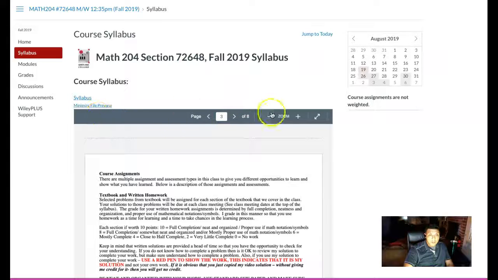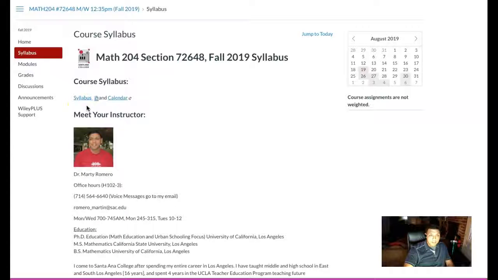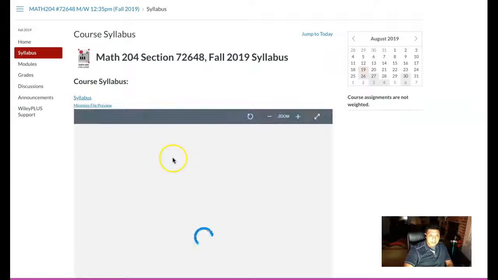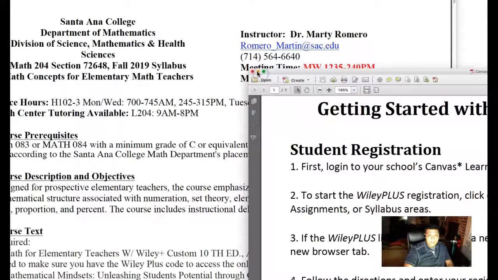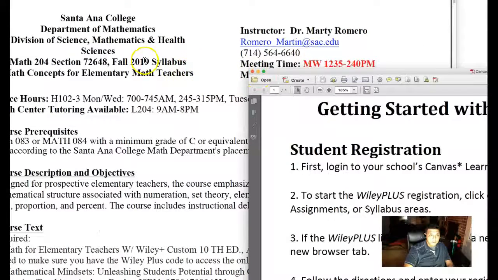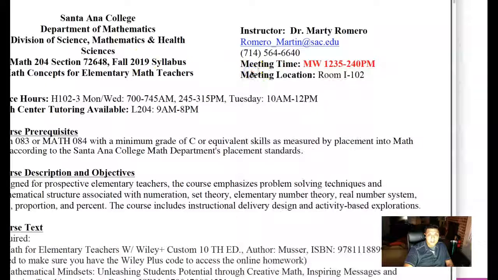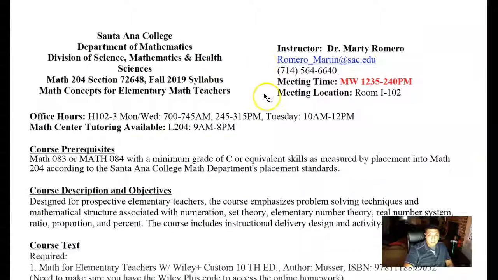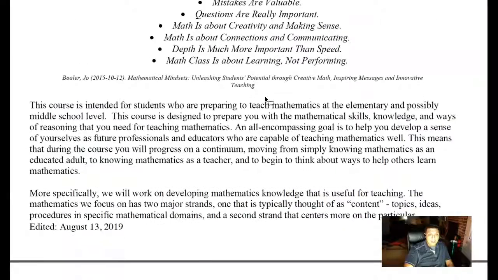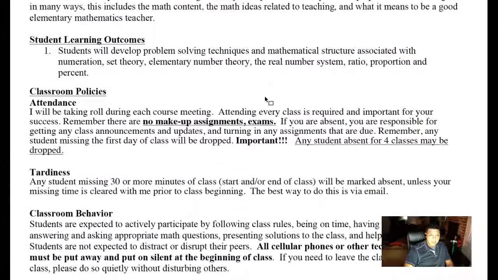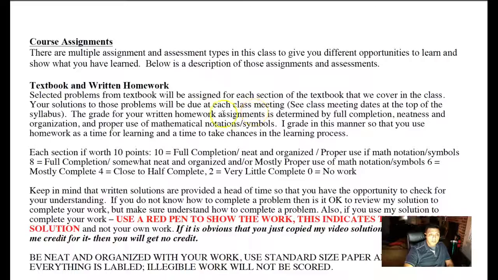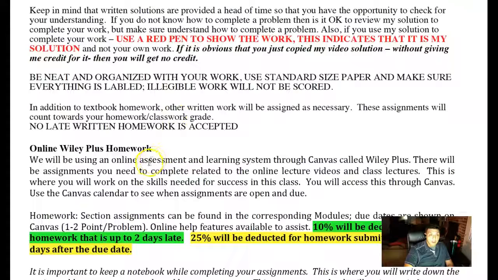Let's continue on. In addition to that information, it's important to realize the different types of assignments that we have in this class. Looking at our syllabus here, we have different types of assignments that you'll be involved in as you go through there. So I want to make sure I highlight them. One, you're going to have textbook and written homework. That comes from the textbook. We have online homework. That's the Wiley Plus system that comes with the textbook that we buy.